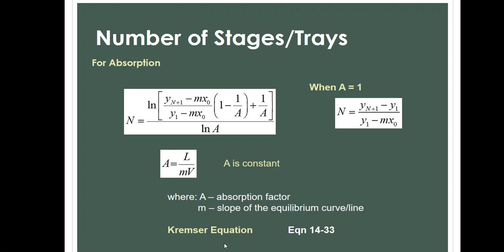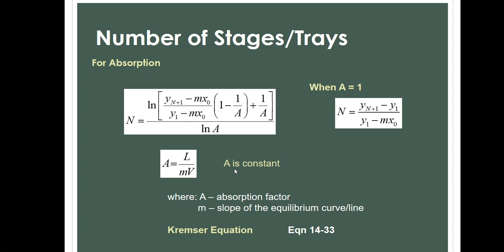So, this is the Kremser equation, equation 14-33 of your handbook. In here, you will be needing the gas absorption factor A, and you will be needing the mole fractions of the gas phases and the mole fraction of the solvent. Now, if your gas absorption factor is 1, so meaning your operating line is straight, this complicated formula that has the log will now be simplified into this form.